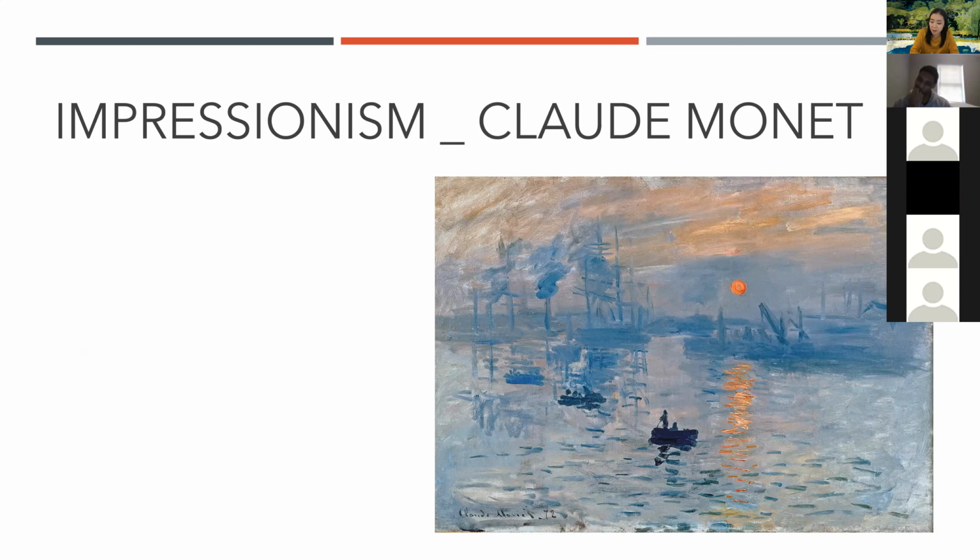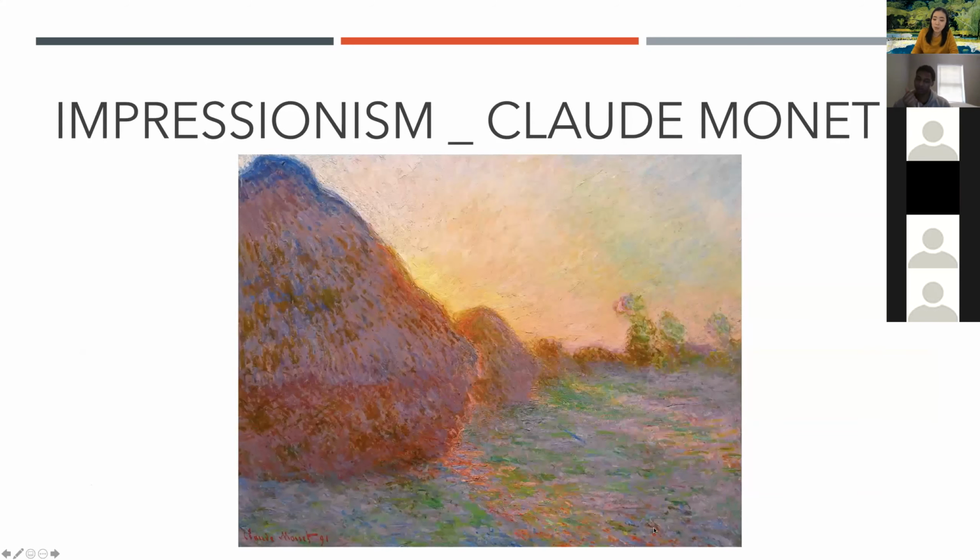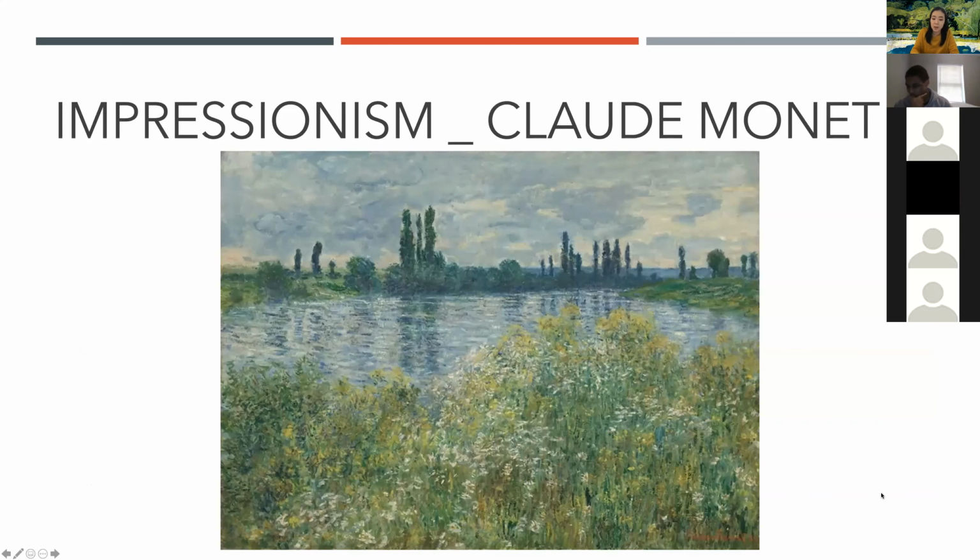Impression, Sunrise depicts a port in Monet's hometown. And Monet painted the same subjects many times because the light and the scenery differ by the time, by the day, and by the weather. And he liked to paint nature views outside to capture all the differences of lighting while he was painting.